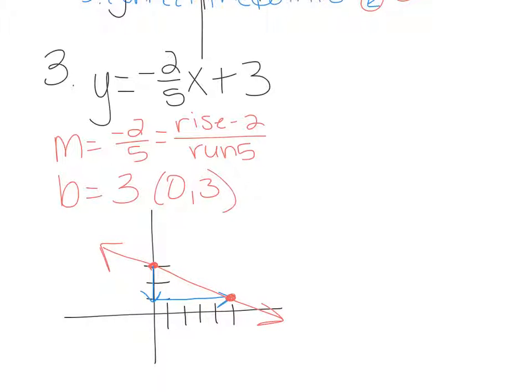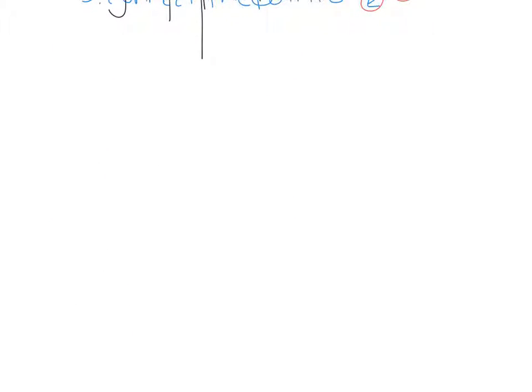Notice that my line is sloping down. You should see that once you see that you have a negative slope. Your line should slope down like that. Okay, just a couple more.